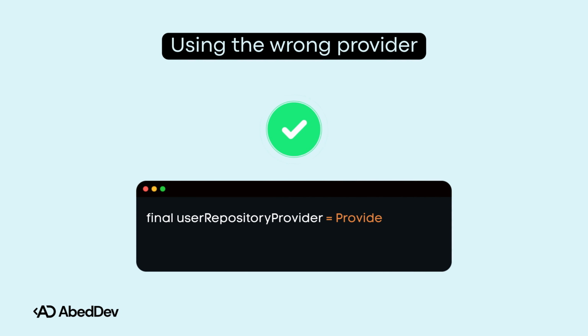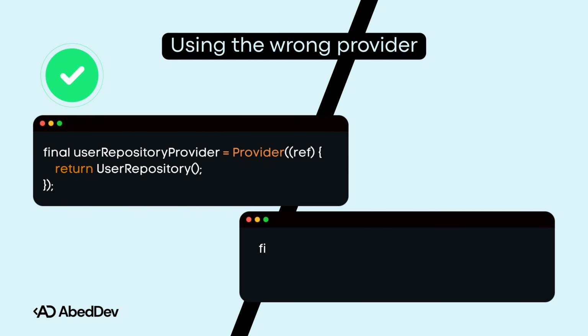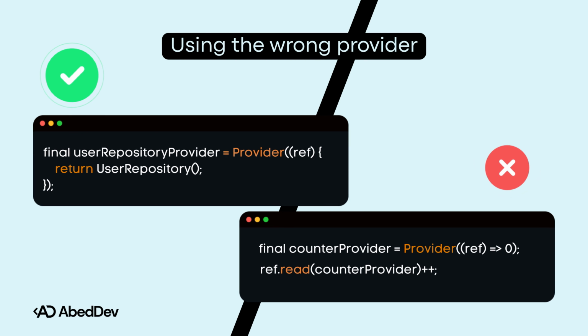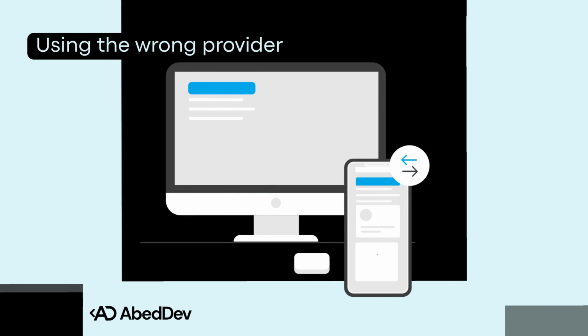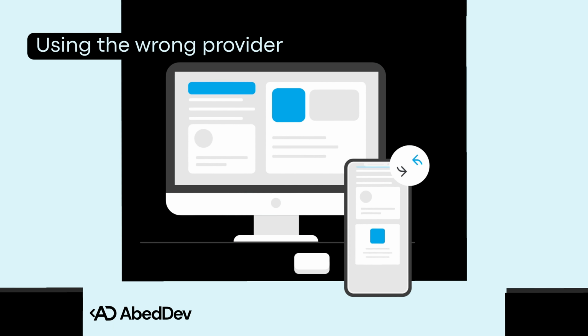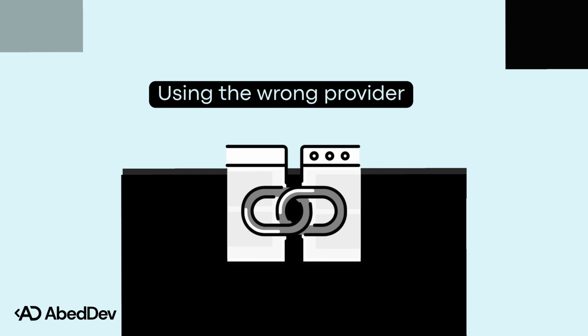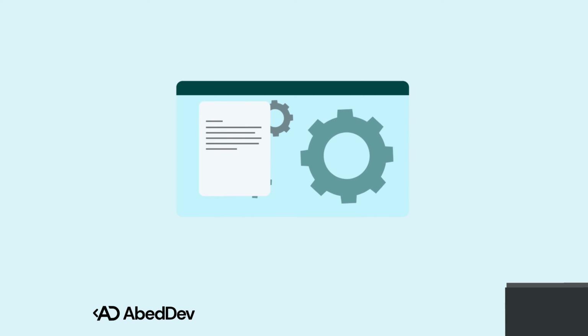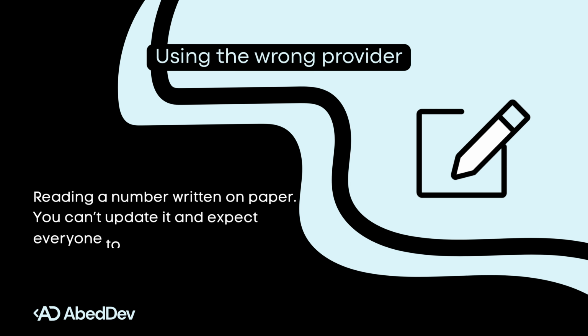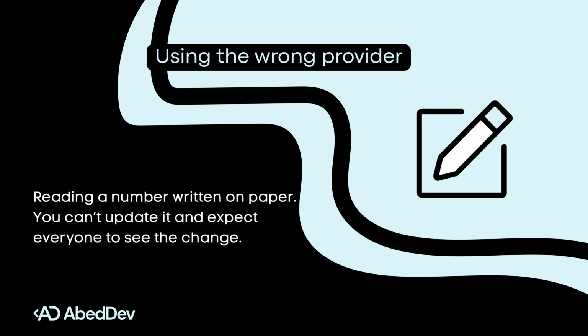For example, this is a correct use because the repository itself doesn't change, but many developers try this. Then later, this doesn't work. Why? Because Provider is immutable. Riverpod will never notify the UI, so your UI becomes frozen. Why does this happen? Riverpod rebuilds widgets only when state changes are emitted. Provider doesn't emit state changes, it only exposes a value. Think of a Provider like a constant reference, not a dynamic state container. It's like reading a number written on paper. You cannot update it and expect everyone to see that change.